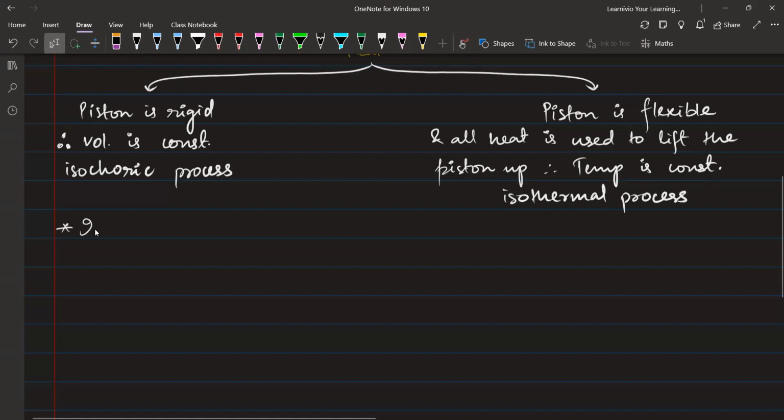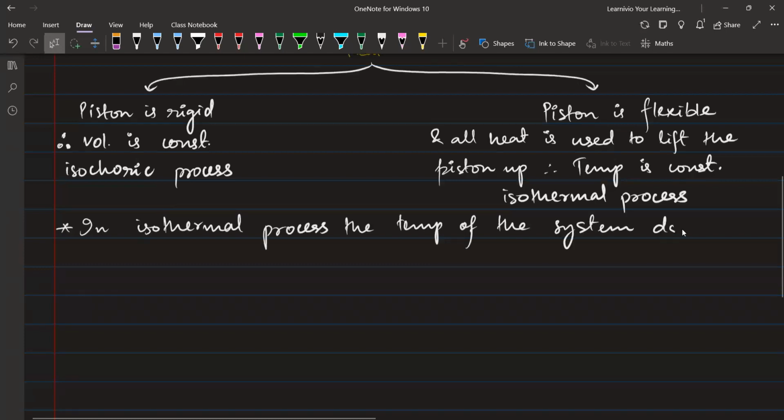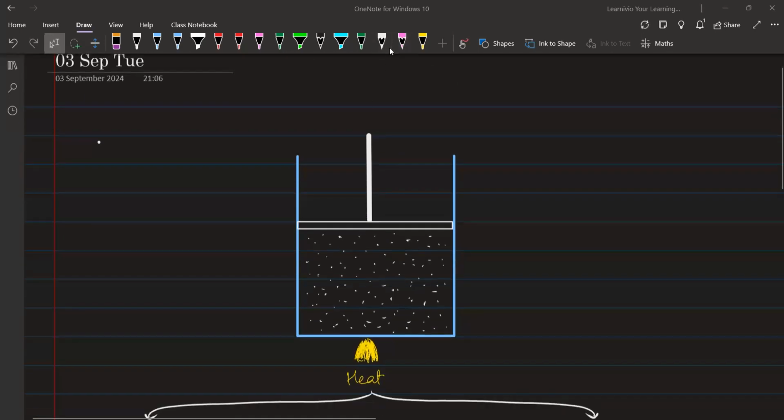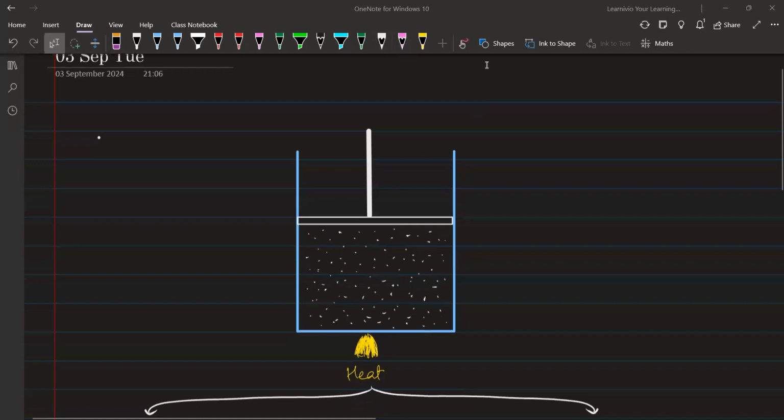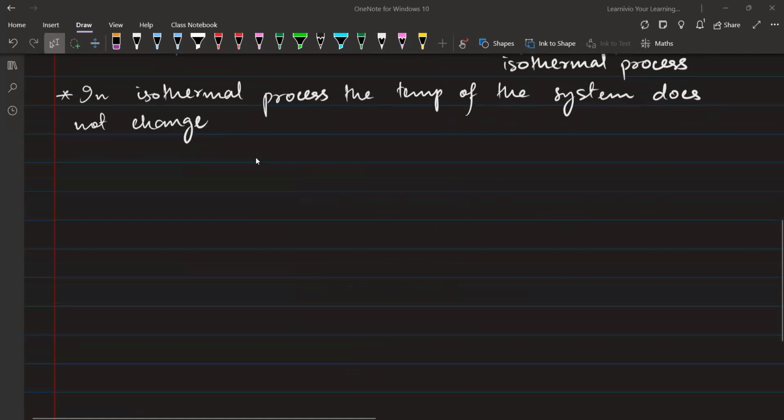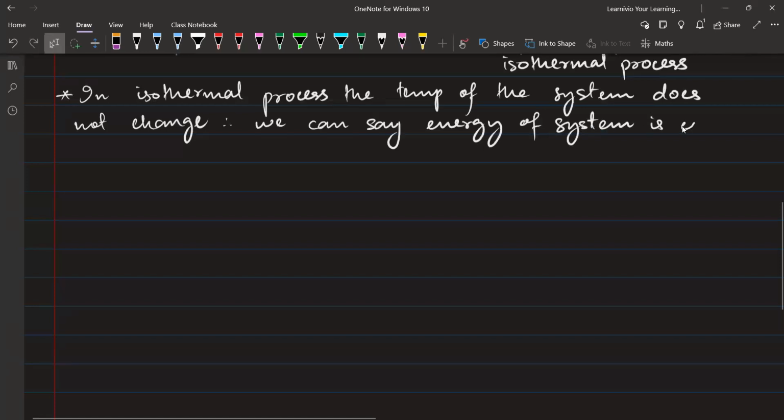Now you can write 1 point. In isothermal process, temperature of the system does not change. Okay, wait a second. ये बनाइएगा। शाइमा, are you going to make this? No, sir, I just wanted to see the heading. देयर इज नो हेडिंग अभी तो। Does not change, therefore we can say energy of system is constant.